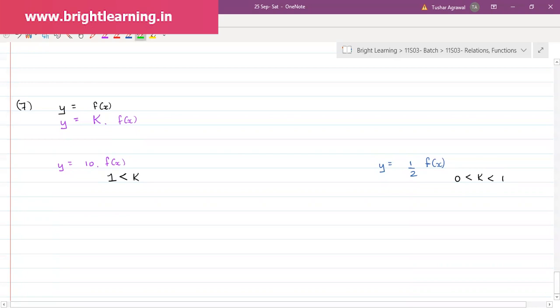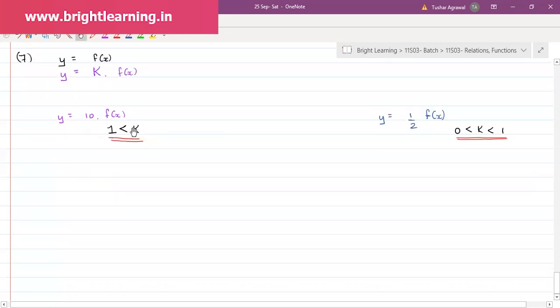So what if k is negative? That I will tell you afterwards. First, we'll see only for positive. So now, k greater than 1. Let's see.